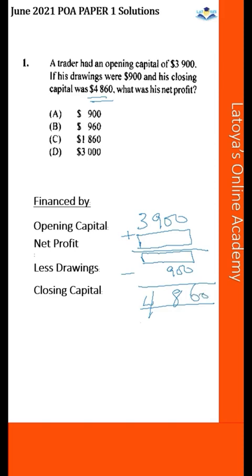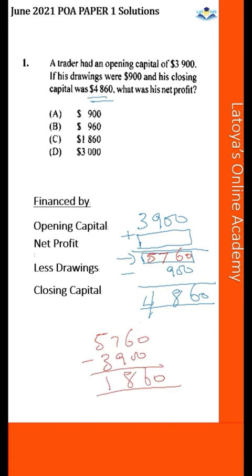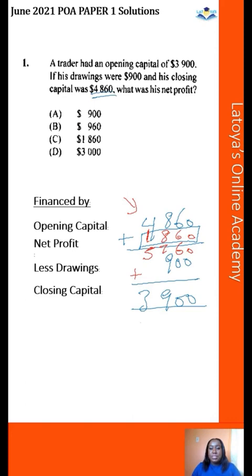Now, to determine this figure here, we would need to add our drawings. 4,860 plus 900 is going to give us 5,760. Then we need to subtract 3,900 from 5,760, and that's going to give us 1,860. So our net profit is going to be 1,860. So the answer is C.